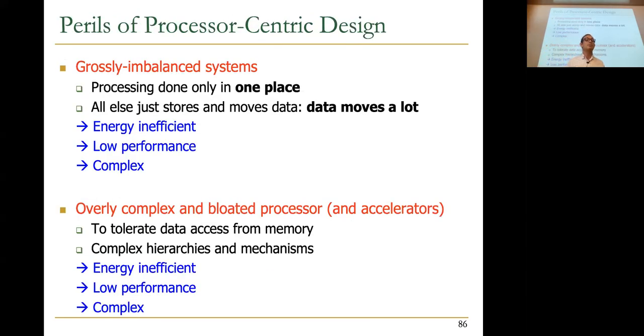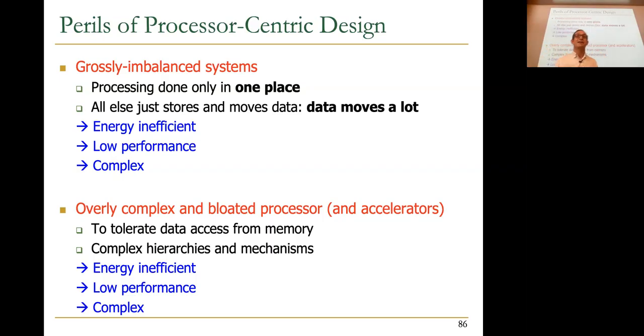So basically, we are processor-centric. As a result, we're grossly imbalanced. We're violating a very basic principle that we teach in our design classes, right? You talk about balanced design. But all of our computing systems violate that balanced design principle from the get-go, because processing is done in only one place. As a result, data is moving all around at the micro scale as well as the macro scale in the systems. As a result, we're energy inefficient, low performance, and complex. And we make things even more complicated to tolerate this. But as I said, it's not always working.